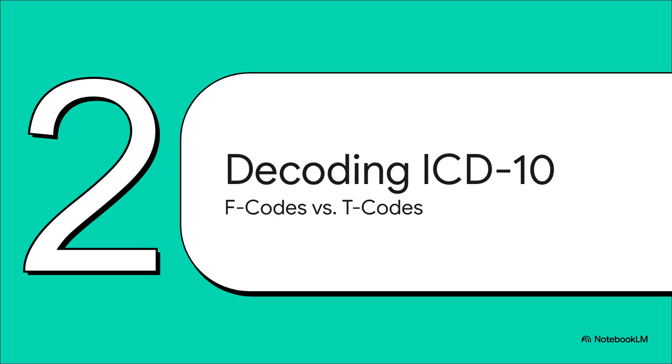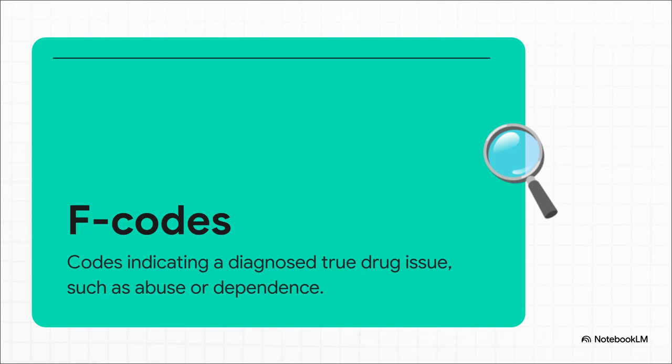All right, moving on to part 2, decoding the ICD-10 system, specifically F codes versus T codes. In our medical coding toolkit, we have specific alphanumeric categories to capture exactly what happened. First up are the F codes. ICD-10-CM F codes indicate that there is a true diagnosed drug issue at play. You can basically think of an F code as the official clinical stamp confirming a pattern of substance abuse or dependence. When you use an F code, the documentation clearly states that the patient isn't just interacting with a substance randomly. No, they have a recognized underlying condition driving that voluntary use.